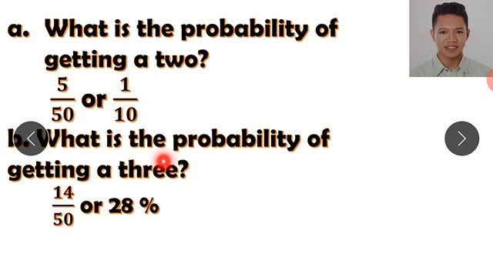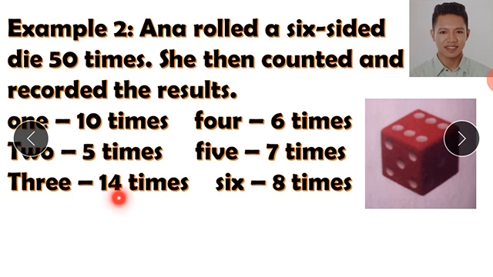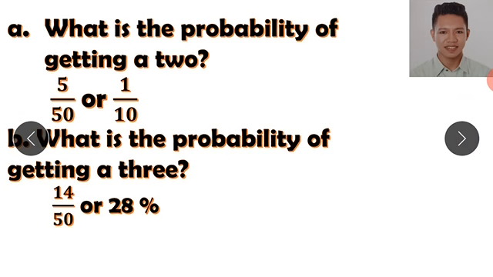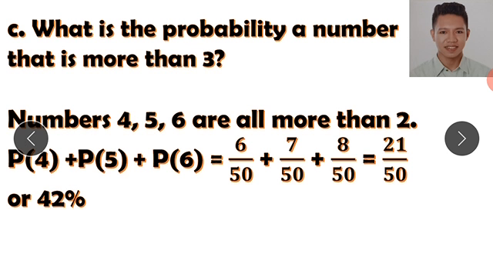Next, what is the probability of getting a 3? Go back to the data. 3, 14 times. 14 times is the numerator and 50 times is the denominator. So 14 over 50, or if you convert it into decimal, that would be 0.28, or in percent, 28%. Next problem, what is the probability that a number is more than 3?